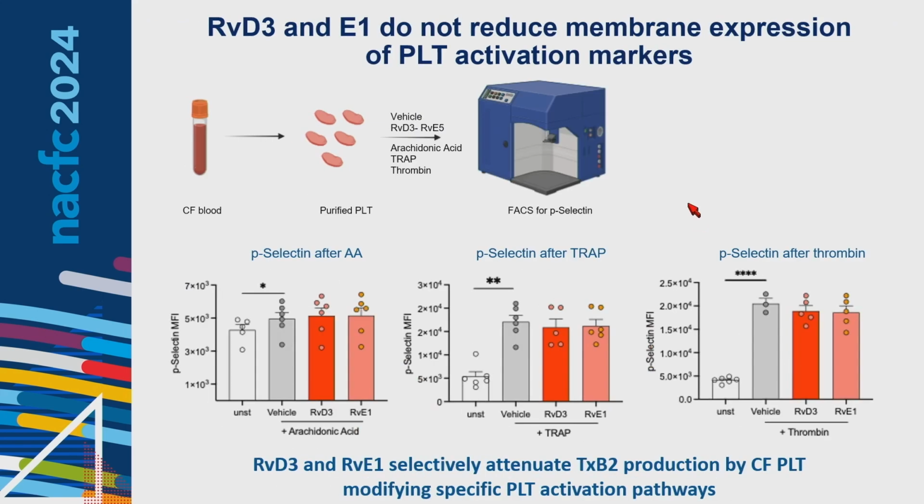Quite surprisingly, when we repeated the same experiment with purified platelets exposed to resolvins, but looked at P-selectin expression, we found that neither resolvin D3 nor resolvin E1 were able to reduce the overexpression of platelet P-selectin on the membrane, thus suggesting that resolvin D3 and E1 selectively attenuate thromboxane production, modifying specific platelet activation pathways.